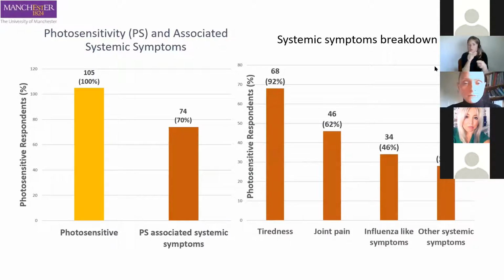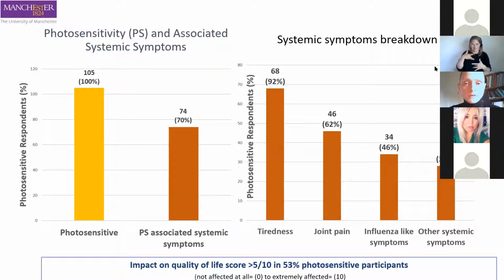Most of these described tiredness, joint pain, influenza symptoms, or other systemic symptoms such as headache. We've hypothesized that it is likely that these symptoms are driven by the interferon pathway, which we know underlies connective tissue diseases such as SLE and dermatomyositis.